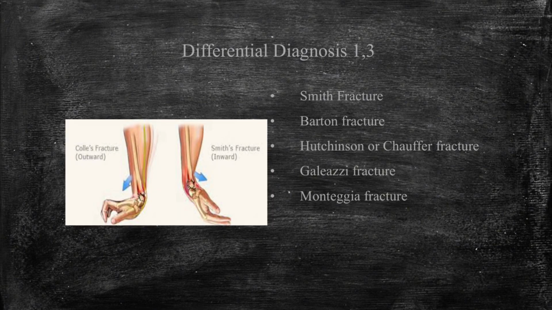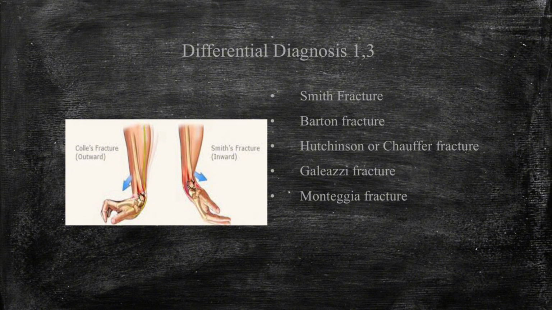Differential diagnosis, we got Smith fracture. This is often referred to as a reverse Colles fracture because it involves a volar angulation of the distal radial fragment and is caused by a fall on a flexed wrist and a supinated forearm rather than pronation. And you can see that it just happens opposite in this picture.